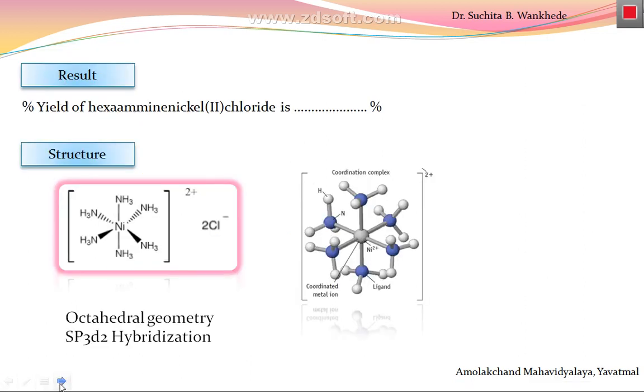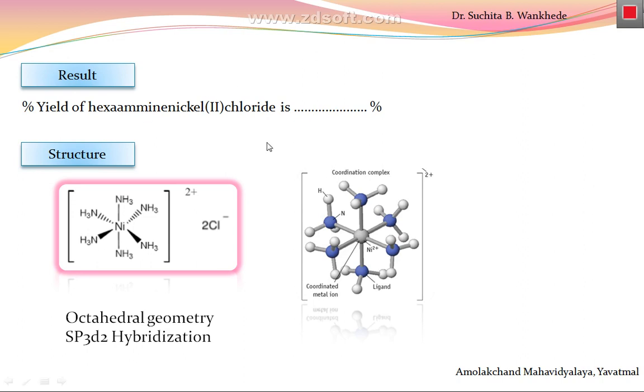Next, result. Write down the percent yield of hexaamine nickel chloride, which may be 80%, 85% or 90% depending upon the handling of chemicals and apparatus and how much precaution you take during the preparation method.